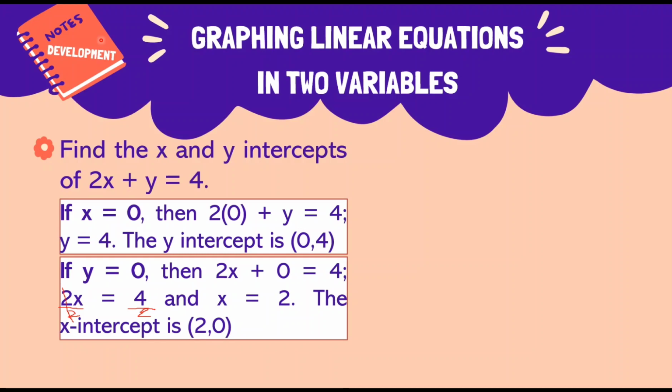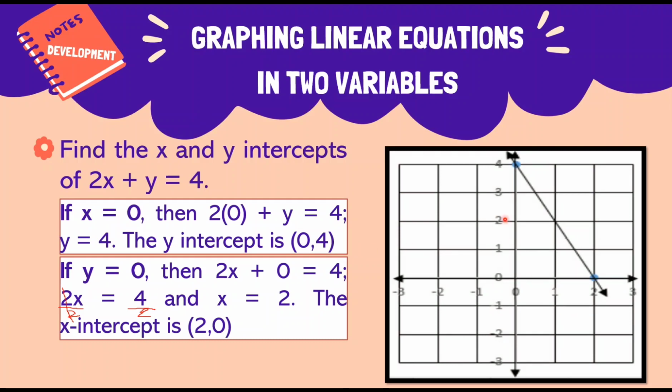Now, let us plot that on the Cartesian coordinate plane. So, go to your module and turn to page 25. As you can see on your module, page 25, it is already graphed on the Cartesian plane. So, how was it graphed here? Let us start with (0, 4). So, 0 is our x, and then 4 is our y. Since this is our 0, that will serve as our x.